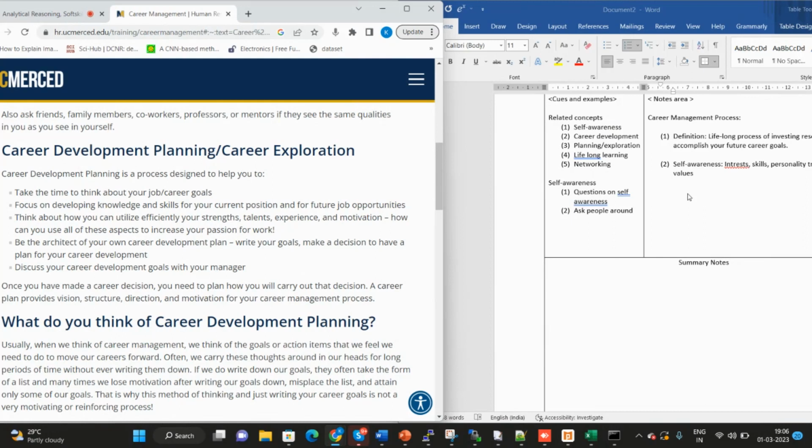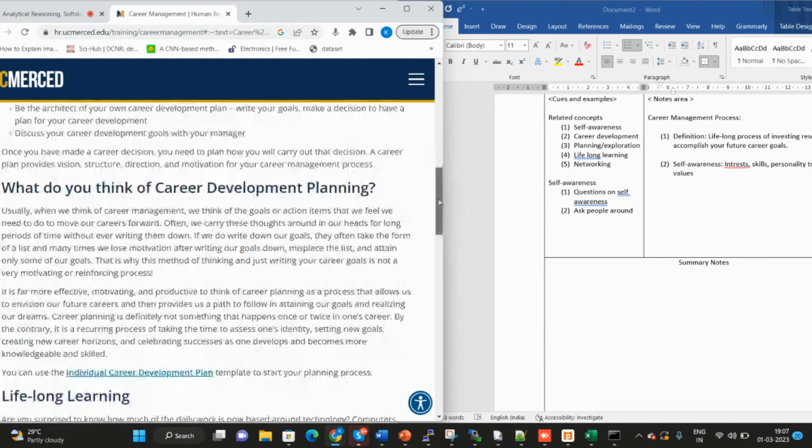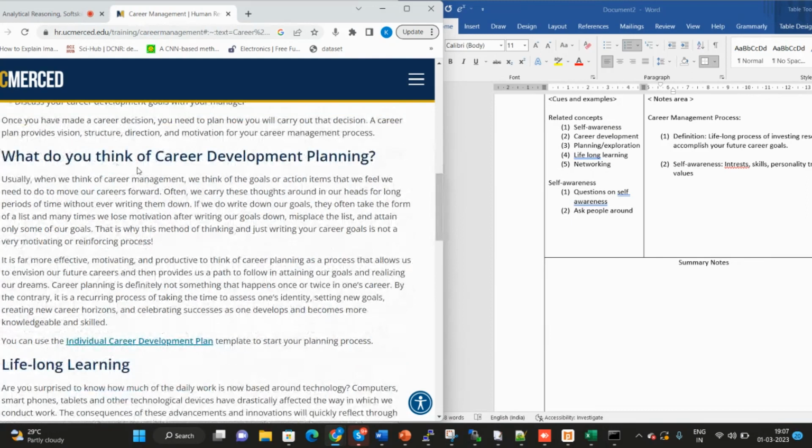Be the architect of your own career development plan. Write your goals, make a decision to have a plan for your career development. Discuss your career development goals with your manager. Once you have made a career decision, you need to plan how you will carry out the decision. A career plan provides vision, structure, direction, and motivation for your career management process. Okay. So it is continuing. Career development plan இன்னொரு paragraph இருக்கு. So the paragraph வந்து talks about how career management is always connected with goals, right?